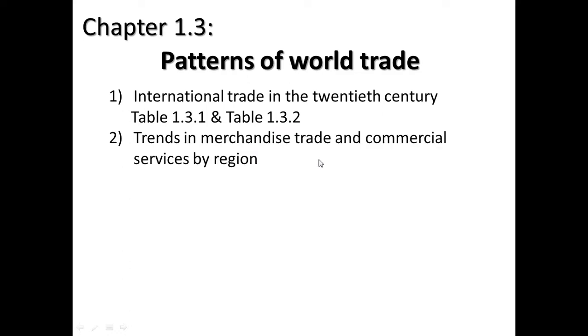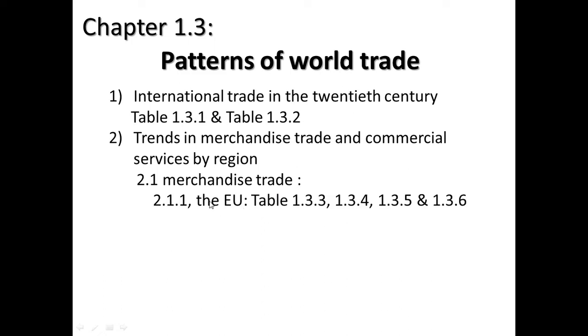Second point objective is trends in merchandise trade and commercial services by region. Trends means movement or directions. So movements or directions in merchandise trade, movements or directions in commercial service by region. The second point objective we divided by 2. First we will look at merchandise trade by region.